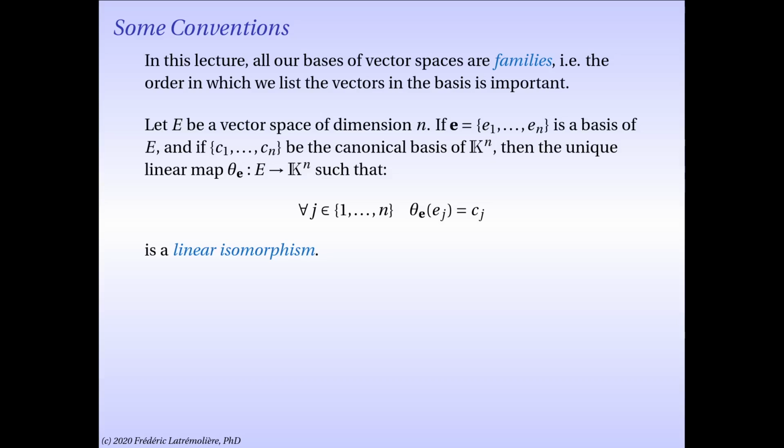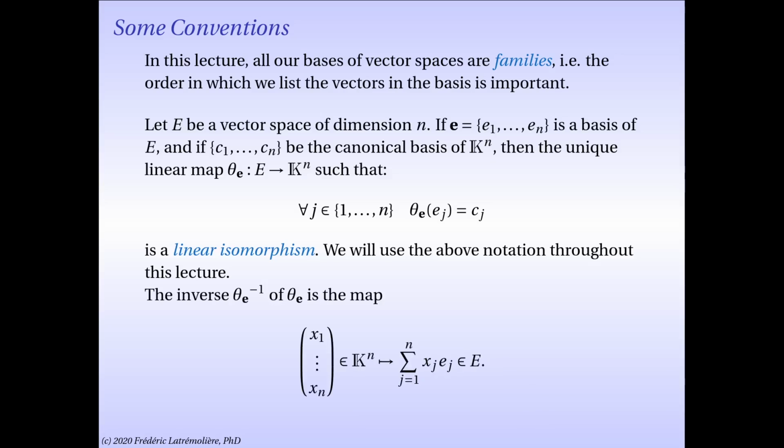Let E be a vector space of dimension n. If bold E is a basis of E, which we denote as e1 etc. en, and if c1 etc. cn is the canonical basis of k^n, then the unique linear map theta sub bold E, which sends e sub j to c sub j for all integers j between 1 and n, is a linear isomorphism from E to k^n. We will use this notation throughout this lecture.